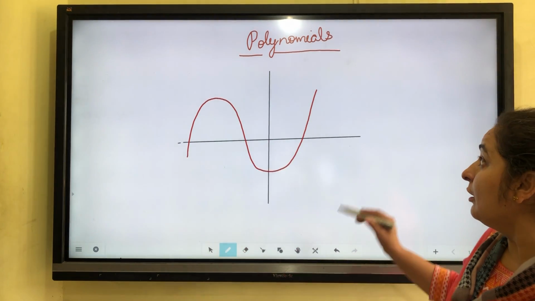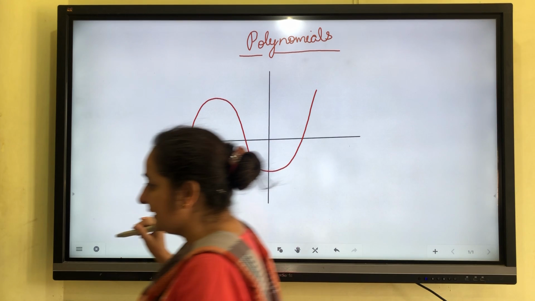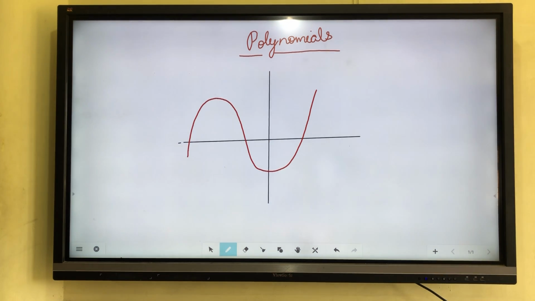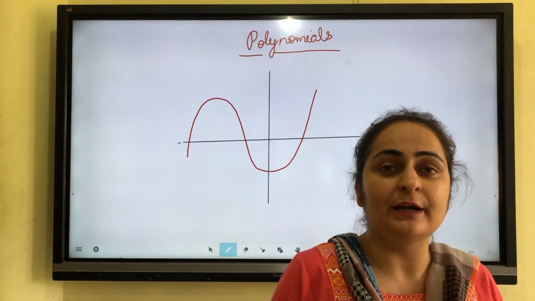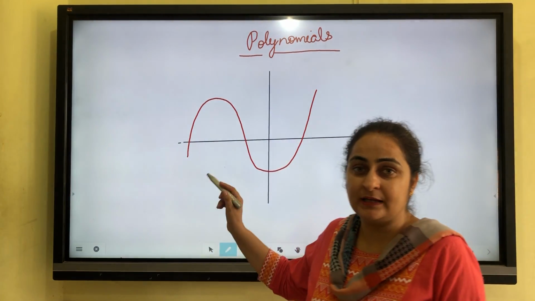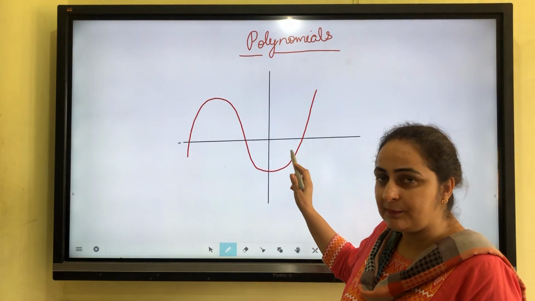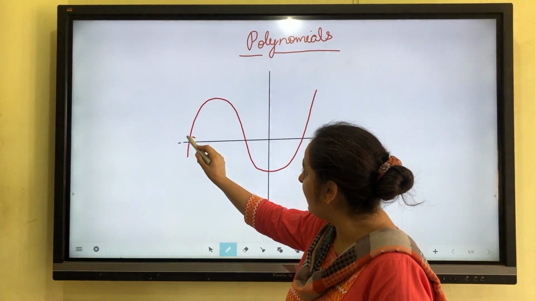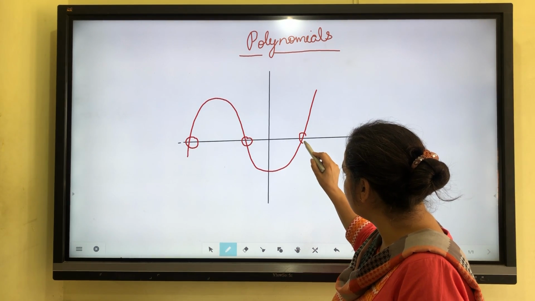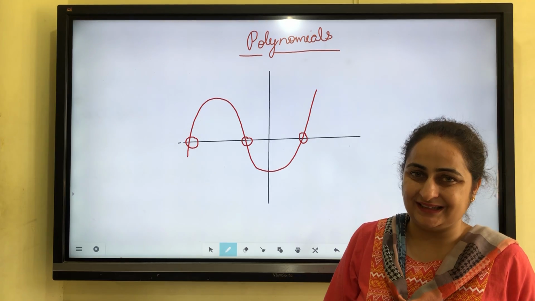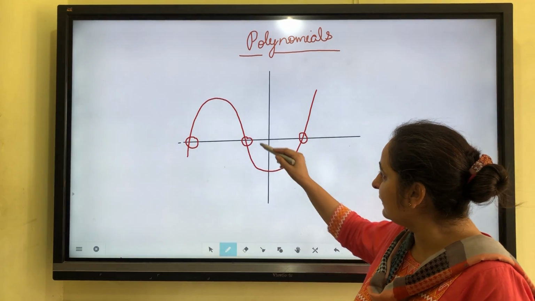Now, firstly the topic is from the graphical representation: how will you calculate the number of zeros? Number of zeros means finding the value of x, so how many values of x can you calculate by seeing the graph? How many zeros are possible here? 1 zero, 2 zeros, 3 zeros. On the x-axis, the graph will cut.